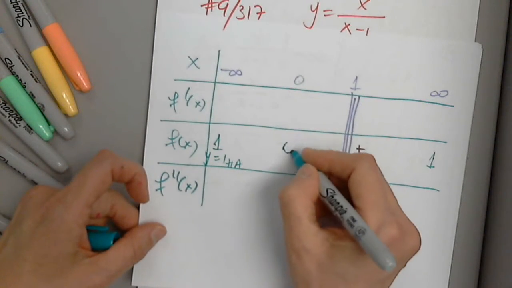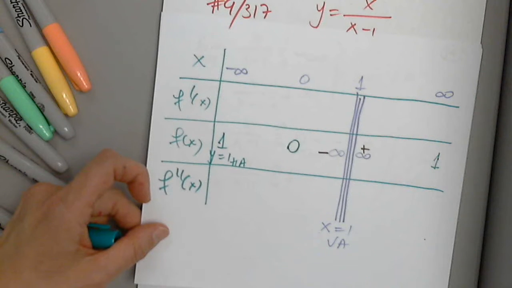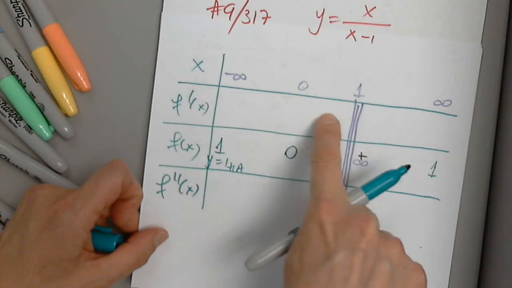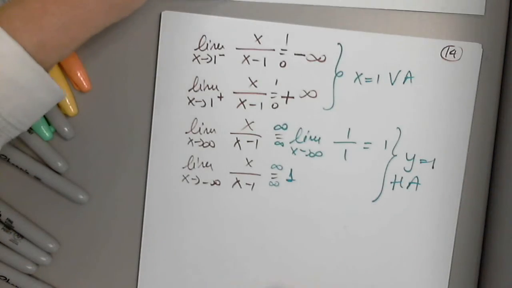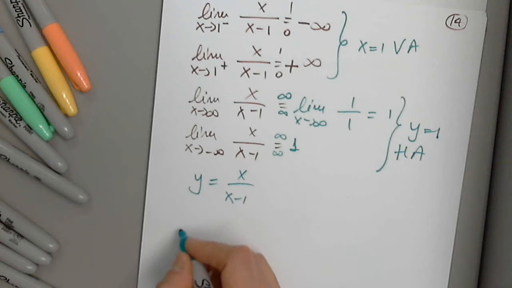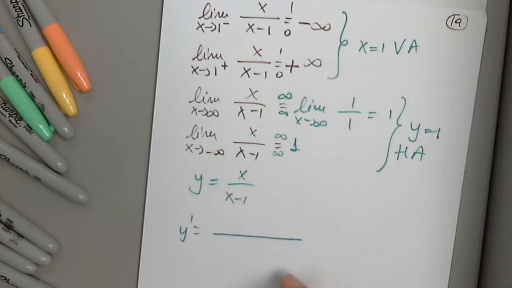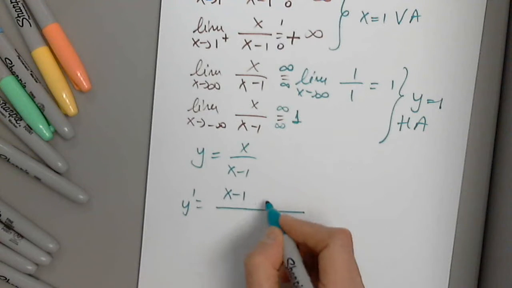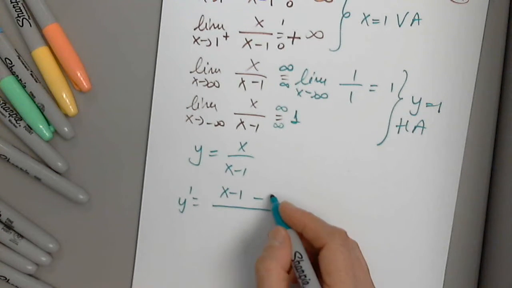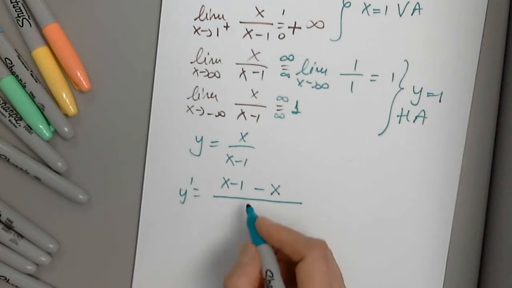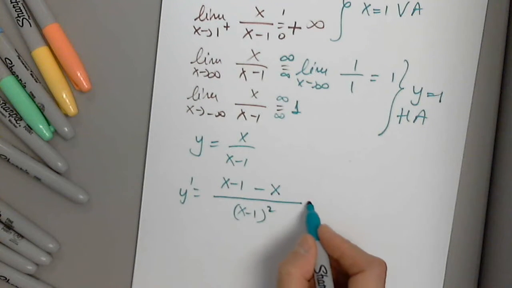So please plug in 0 and give me the answer. It's 0, correct? There is nothing else I can find about the function from the function itself. Therefore, I will continue with the first derivative. So y equals x over x minus 1, y prime. Top prime, 1 times x minus 1 minus the top times the denominator prime. Excellent. Over x minus 1 squared.